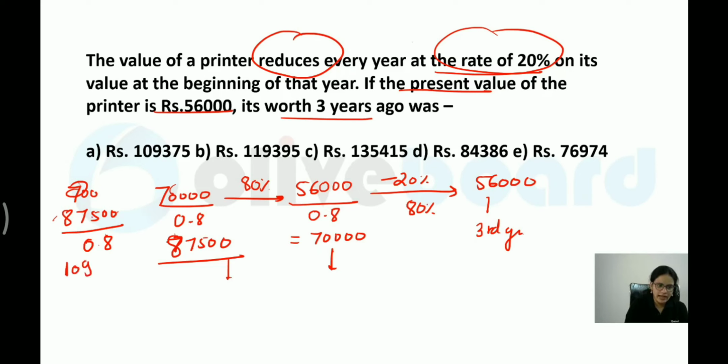So 8 9s are 72, 3 will remain. 8 3s are 24, 6 will remain. Then you can calculate the value over here. So 8 7s are and 8 5s are. So 109,375 would be the original amount. So again you are going in reverse, same as that of your compound interest. Here the only change is you have to use the reverse formula to calculate the answer.